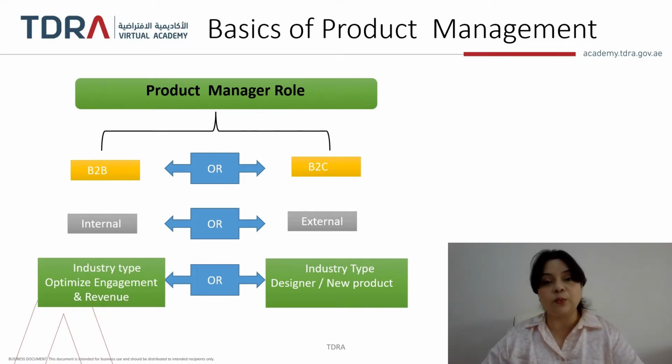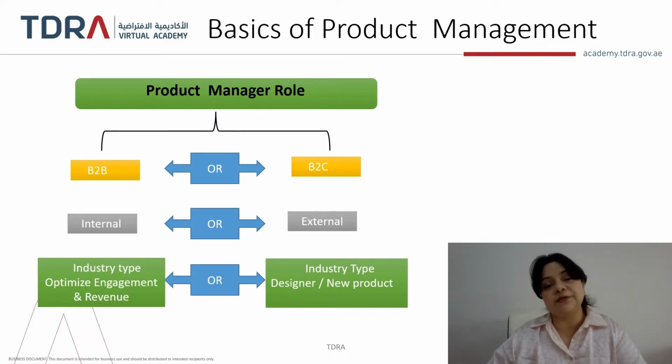Industry types will also govern what tasks the product manager is taking. Sometimes it could be optimizing an engagement and revenue, like in the case of gaming industry, or it could be designing a new product. The product manager's role is also critical as to find out where the product is in the product life cycle. We will discuss the product life cycle a little more in depth in the later slides. Suffice it to say right now, the product manager has to understand whether the product is mature or not and when to pivot in the business model or when to make the critical shift in the business model.